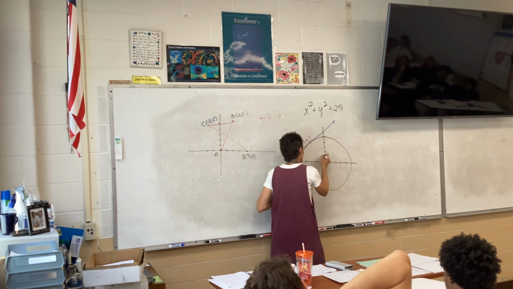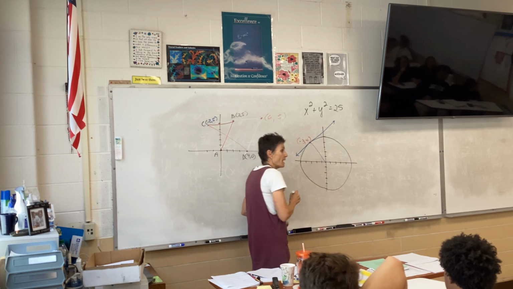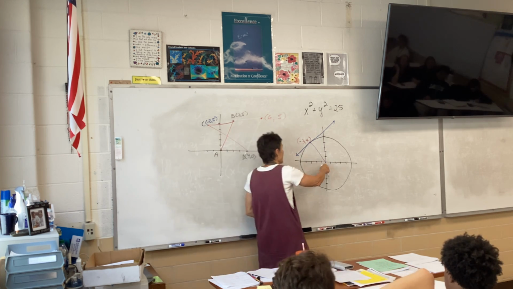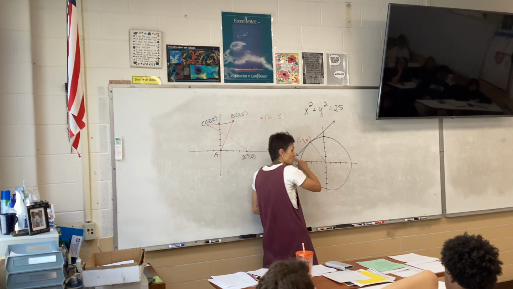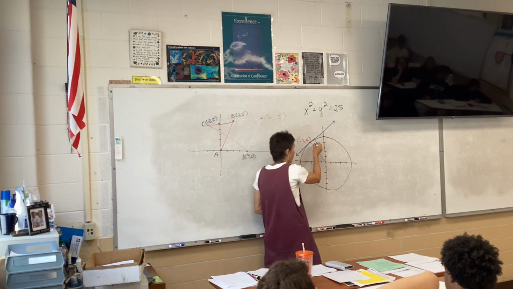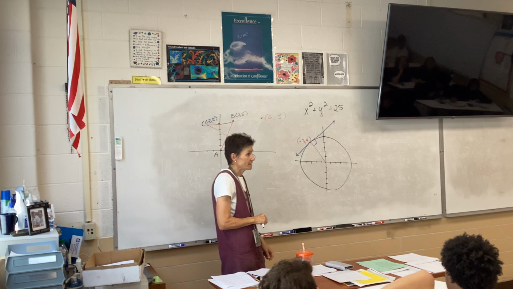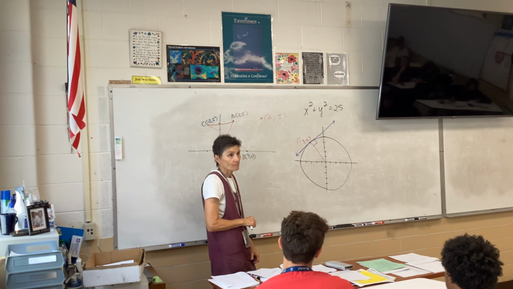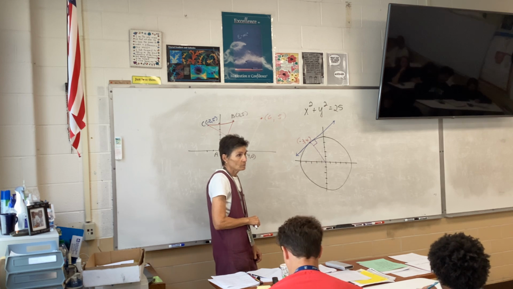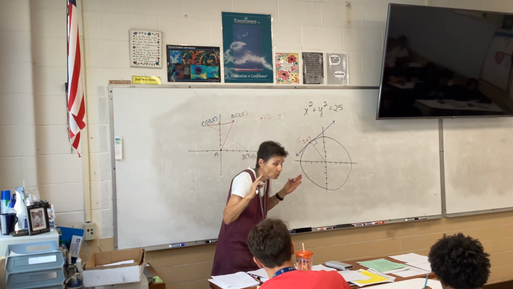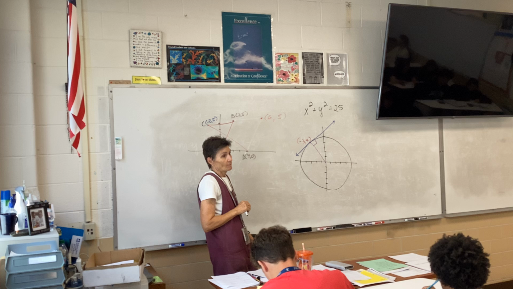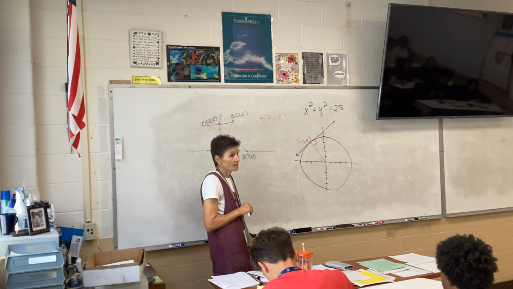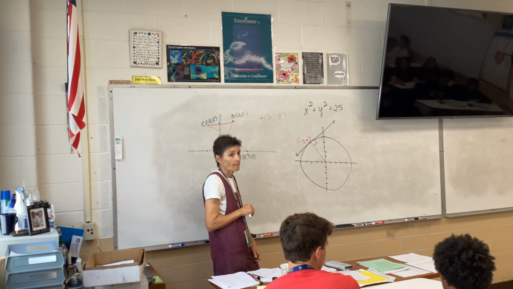Would this be a radius right here? And what did we learn about a radius and a tangent? They are always perpendicular at the point of tangency. So, am I supposed to know that? Yes, you learned it in geometry. Whoever you had, you learned it.